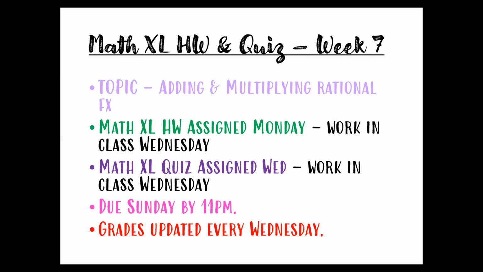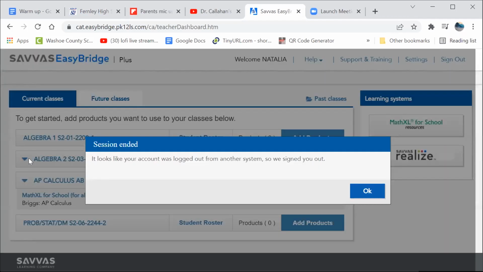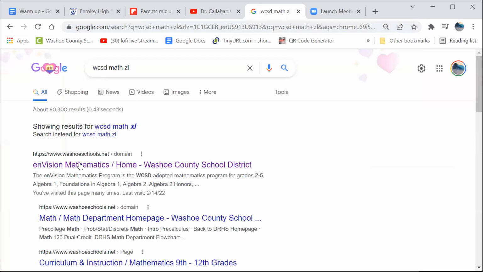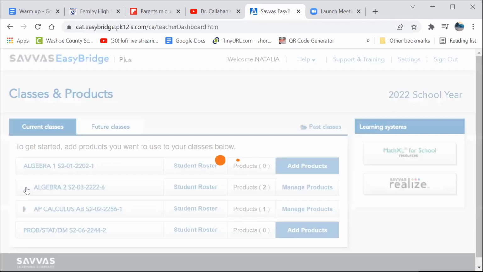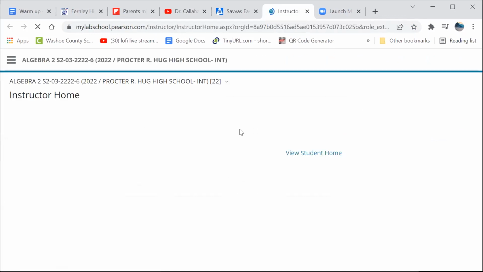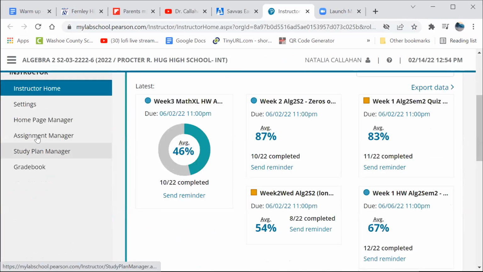If you don't know how to get to Math Excel, you just type in Math Excel, Washoe County School District, log in, and then you get to Algebra 2. I got locked out, but that's okay. I'll just type in again. Once you log in, you go to Algebra 2. Don't go to the Envision, go to the Math Excel for school. Once you're in there, you'll be able to see your classes specifically for this class.